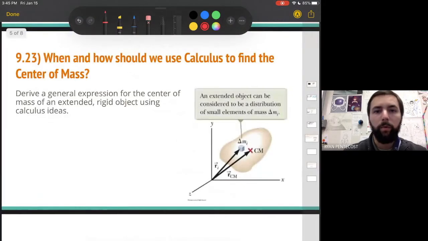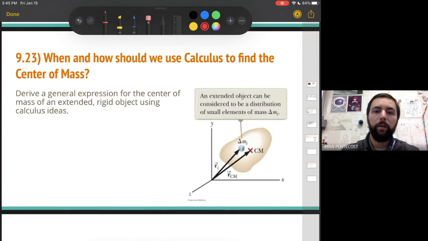Now, what if it's more than just the XY plane, right? What if it's an actual object? So when and how should we use calculus to find this? So what we want to do is derive a general expression for the center of mass of an extended rigid object using calculus ideas.